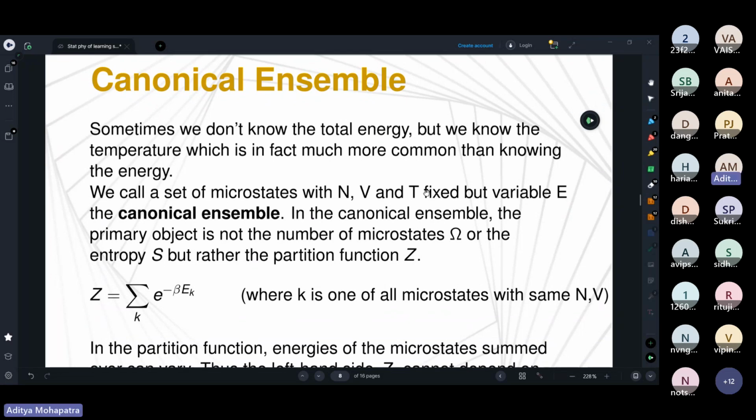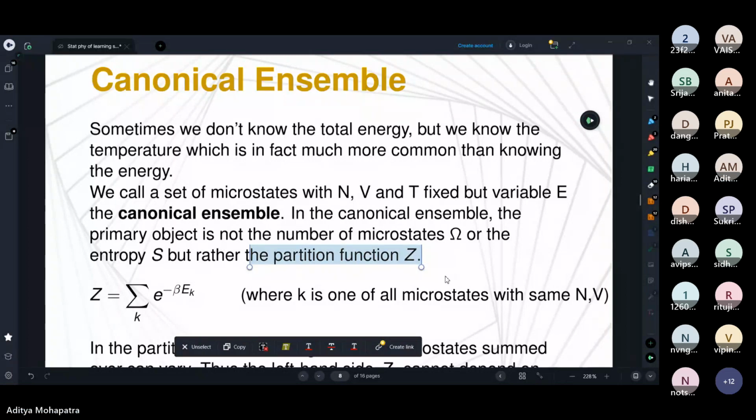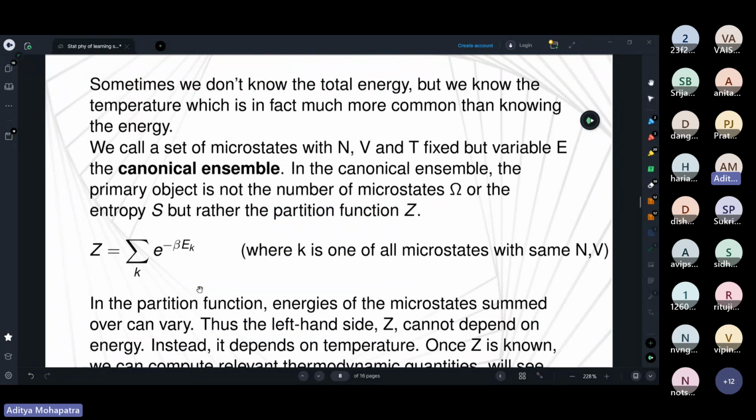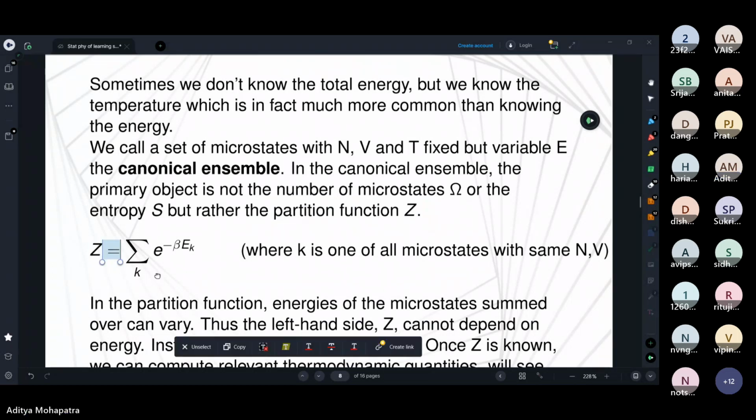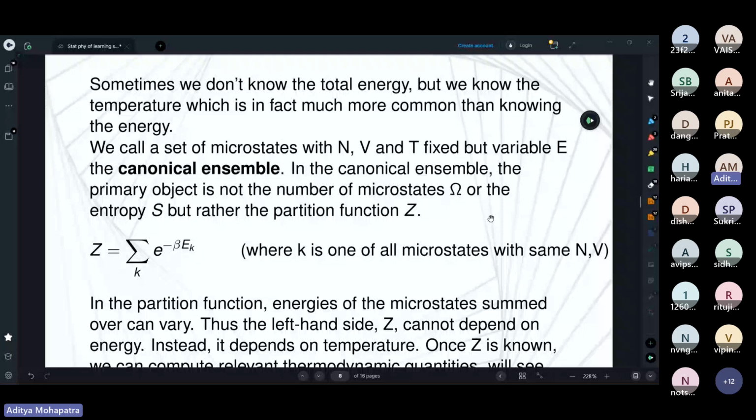Canonical ensemble: unlike microcanonical, instead of dealing with microstates, we deal with the partition function, which is a bit easier to handle than microstates or entropy. This is where the partition function came in. Basically, Z is the sum of e to the power minus beta E_k, where E_k is the energy of the kth particle, summed over k from 1 to N, all particles. Beta is 1 by k_B T, where k_B is Boltzmann's constant and T is temperature.